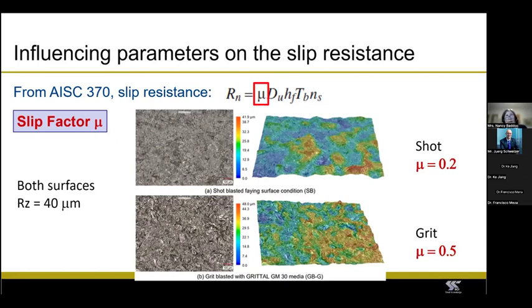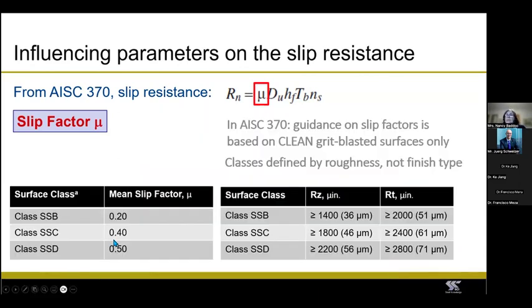So in the end, the guidance that went into AISC 370 on slip-resistant bolts, and which is going into the second generation Eurocode, is going to be based on grit-blasted faying surfaces. But there are tests which can be carried out if you want to determine the slip factor for other types of faying surfaces. Yep, this is the guidance that we put in 370.